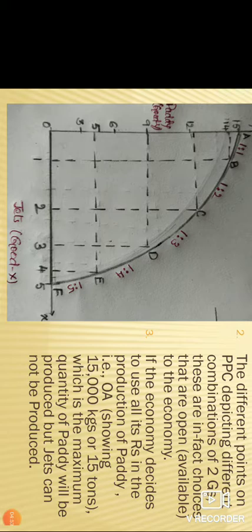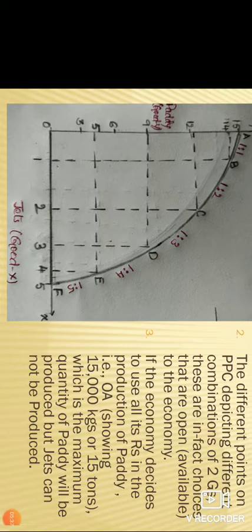From there, B to C. We have sacrificed 2 tons of paddy, that is from 14 to 12. How many units of paddy have we sacrificed? 2 units. So from 14 we have moved to the combination C, 12. But we have gained only 100 extra jets. Earlier, with one ton of paddy sacrificed, we were getting 100 jets in the previous combination.